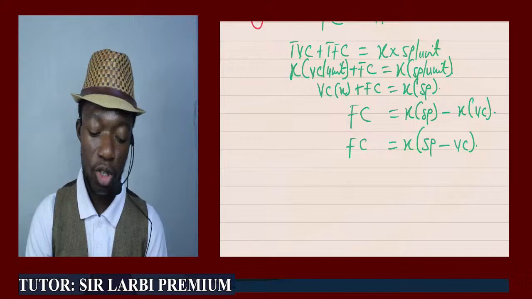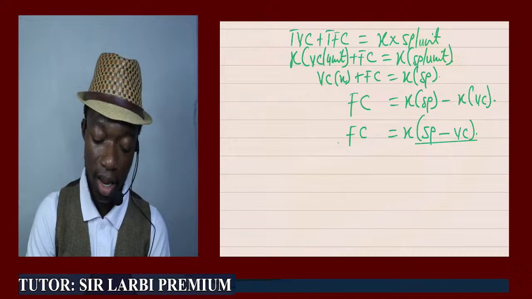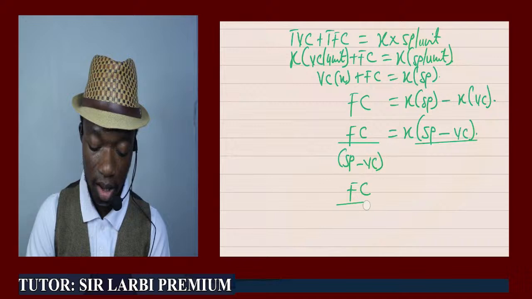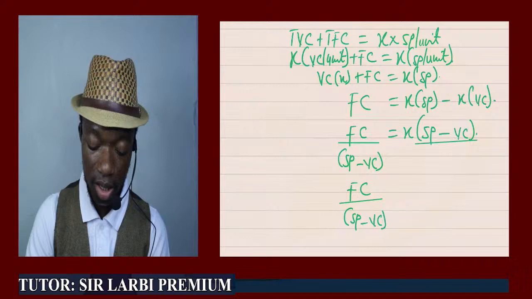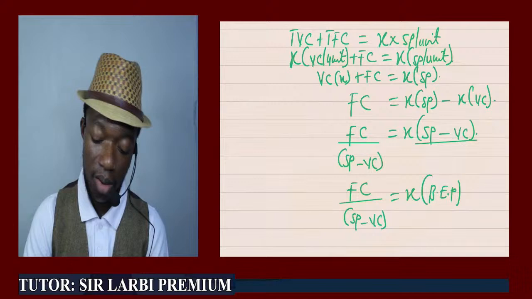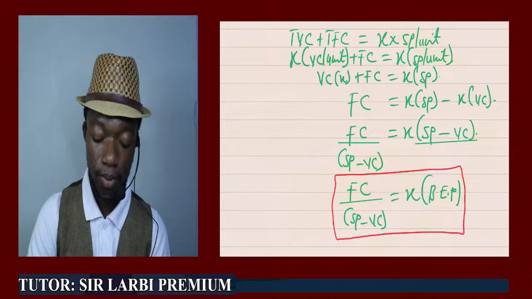Now I want to make X a subject. So we divide both sides by the selling price per unit minus the variable cost per unit. Okay, so therefore we can say that our fixed cost over our selling price per unit minus variable cost per unit should be called X. And it's at this point that we establish what we call our break-even point in unit. This is how we determine break-even point in unit.